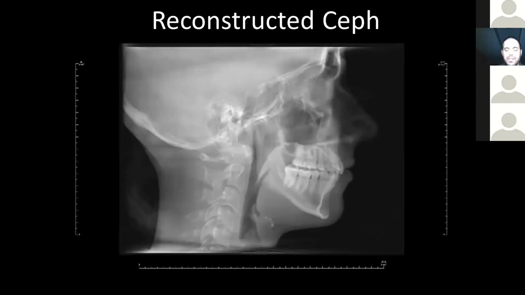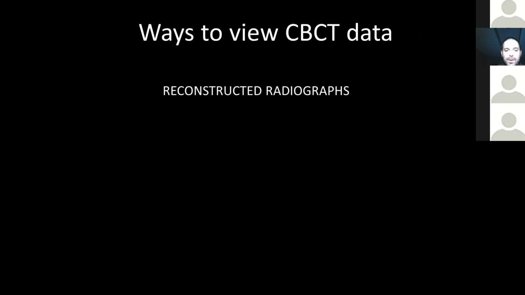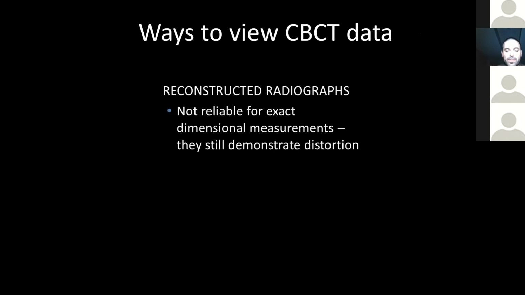Here's a reconstructed ceph, and I know I see a question about a ceph coming up, so we'll get to that once we wrap up here. Okay. There is a little bit of blur introduced there. Also, you can introduce distortions once you reconstruct a radiograph. So if you have to make accurate measurements, that really needs to be in the slices.